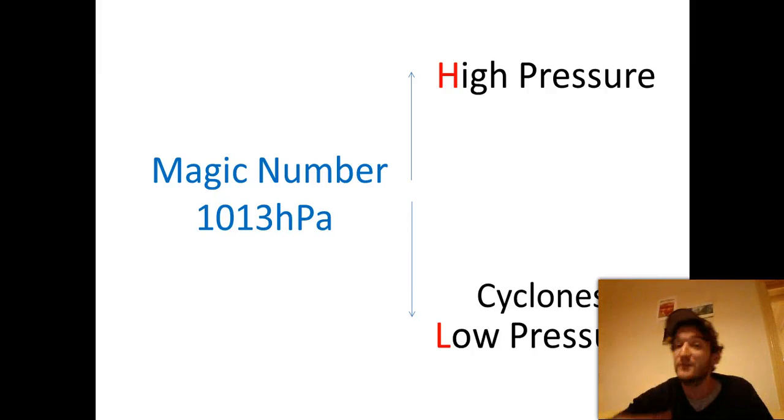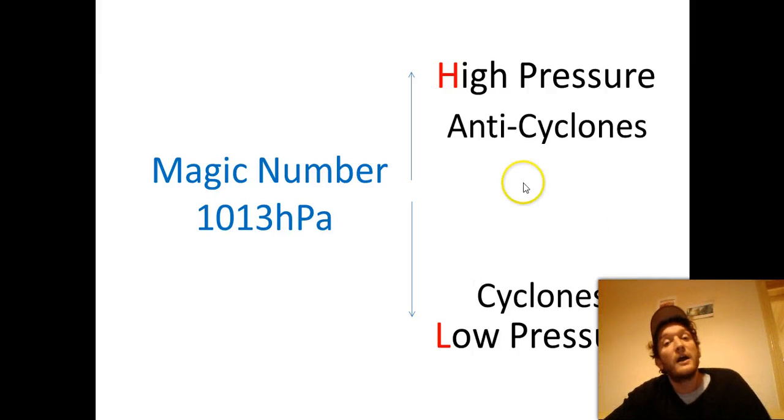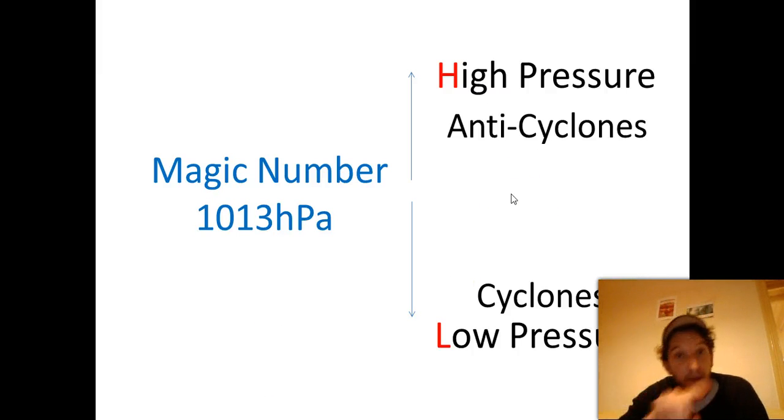Now, high pressure systems, which are the exact opposite, very conveniently have the exact opposite name. We call them anticyclones, cyclones and anticyclones. So this gives us a big clue about which way they spin. They both spin in different directions.